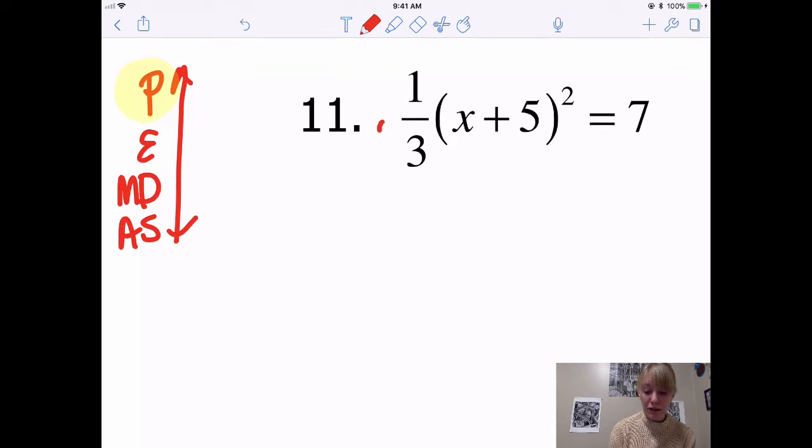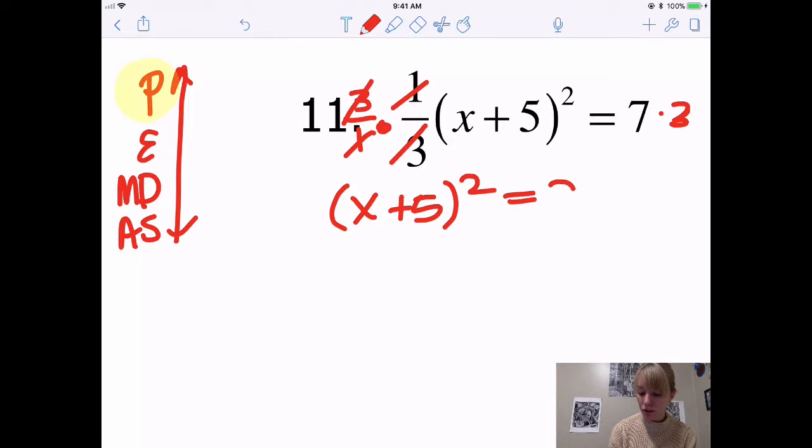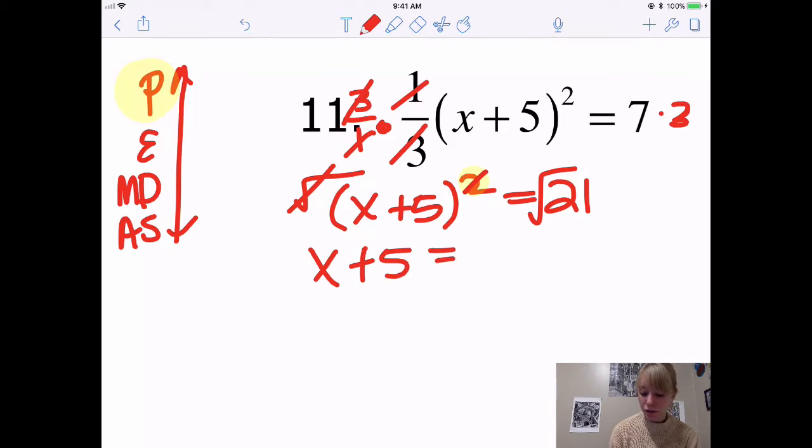1/3 is like dividing by 3, so I need to multiply both sides by 3 over 1. On the left side, I'm left with x plus 5 squared, and then 7 times 3 is 21. From here, I can look and see my exponents, take a square root of both sides. My square root and my square cancel, and I have x plus 5 is equal to plus or minus the square root of 21. Remember, every time you take a square root, you need to do plus or minus. Subtract 5 on both sides.